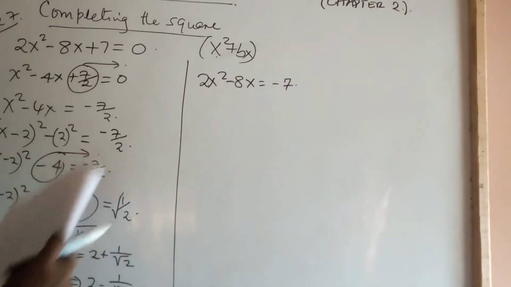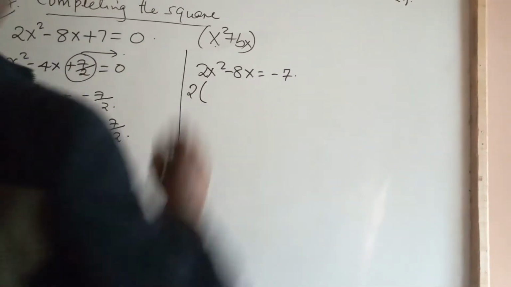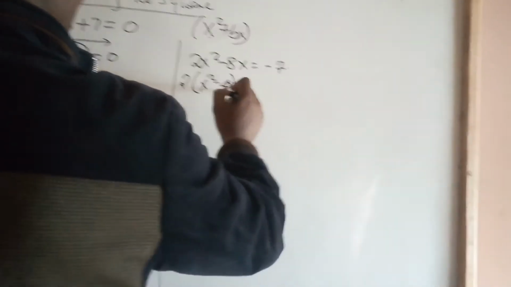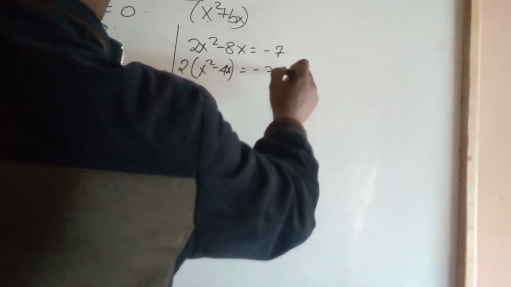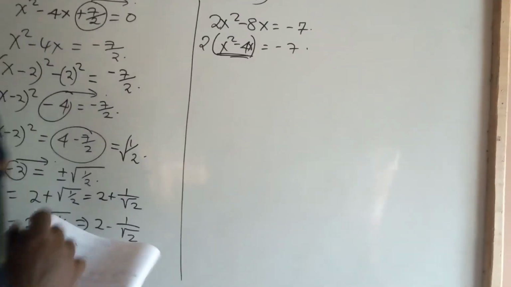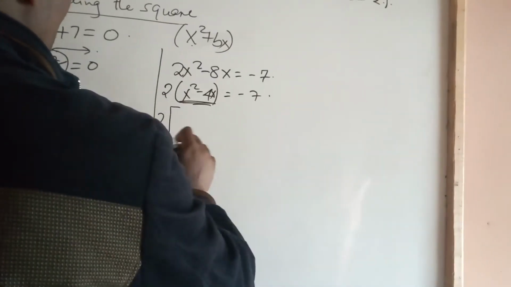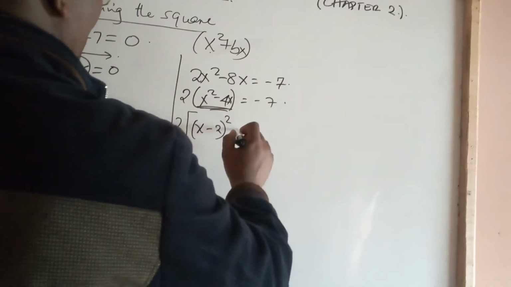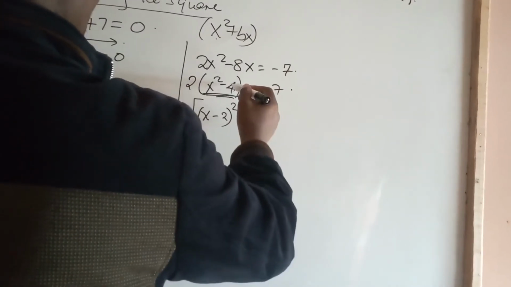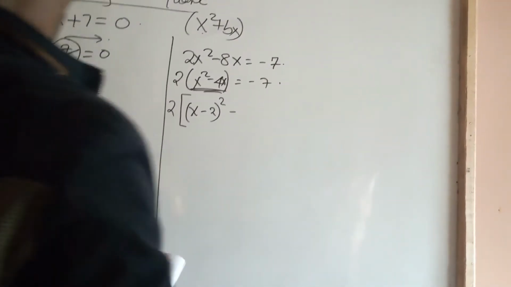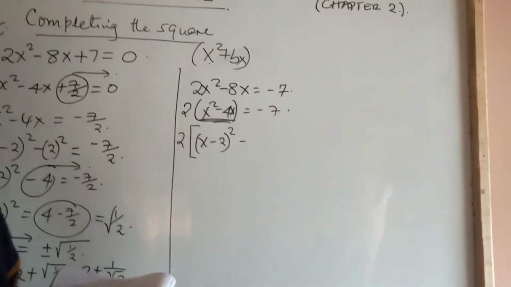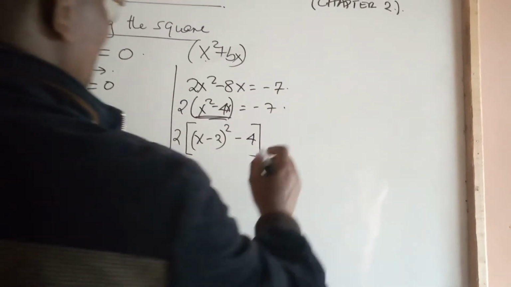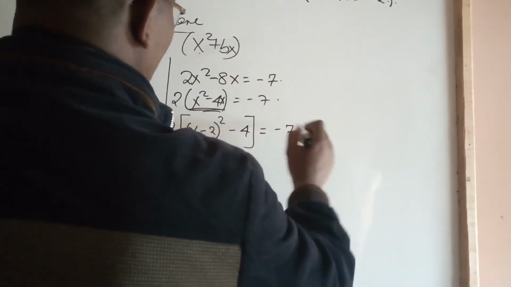At this point, 2 is factored out: x squared minus 4x, rather, is equal to minus 7. So as we complete the square on the left hand side, we have 2 major bracket x minus 2 squared minus, of course, 4 over 2, which is 2. 2 squared is 4 minus 4, close the major bracket, is equal to negative 7.